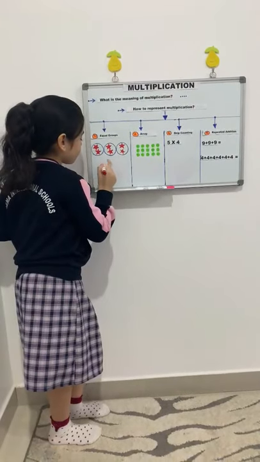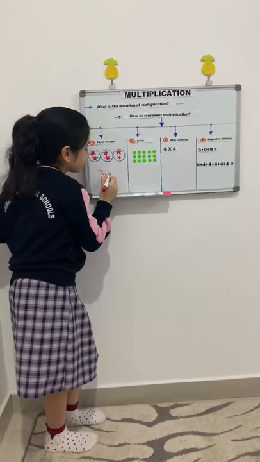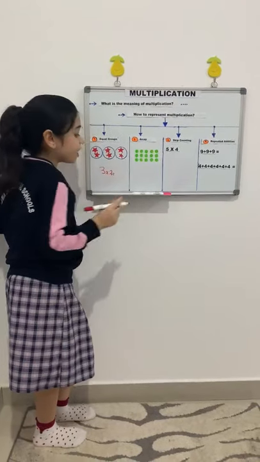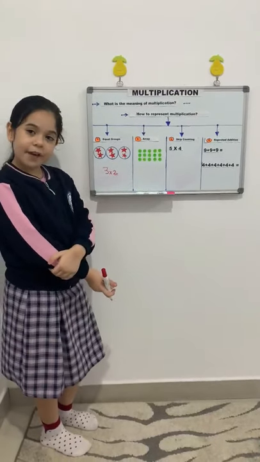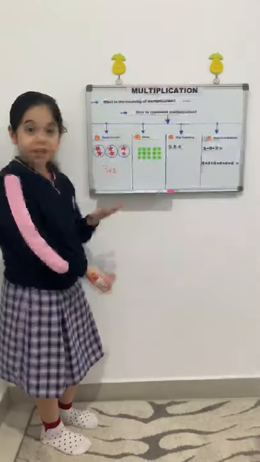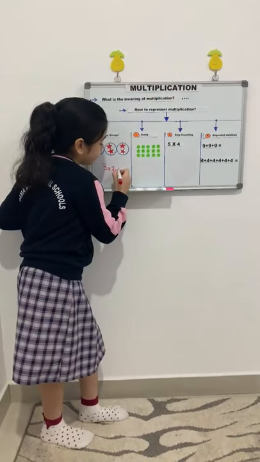So, 3 times 2 equals. Teacher, I don't know how to solve it. Can you tell me? Yes, of course. Any factor times 2, double it twice. So 3 plus 3 equals 6. So the product will be 6.